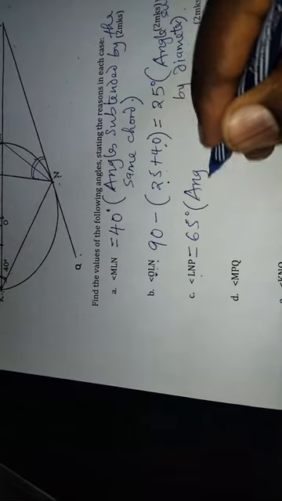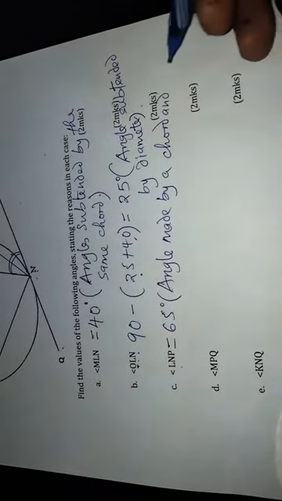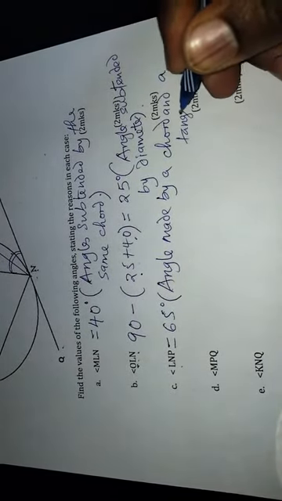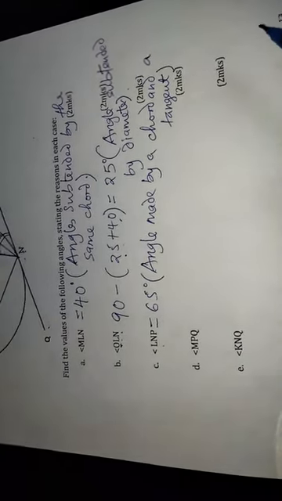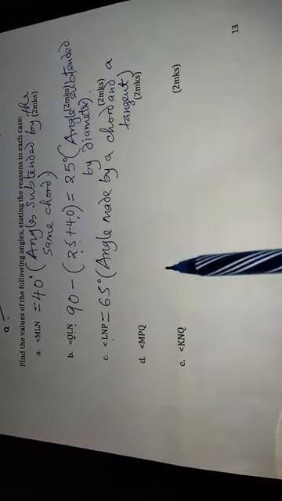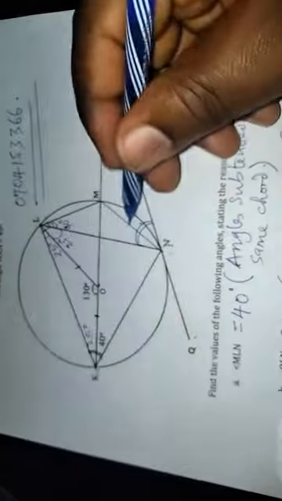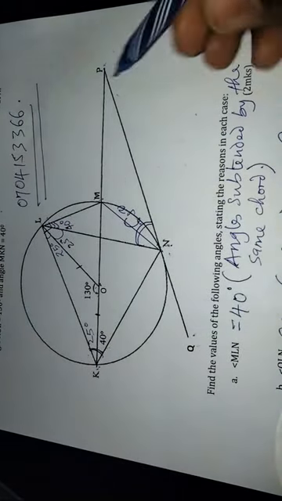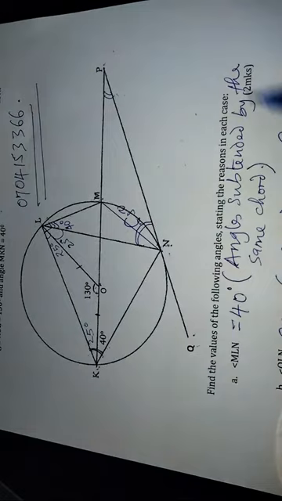This is an angle made by a chord and a tangent. If a chord and a tangent make an angle, that angle is usually equivalent to the angle made by the same chord in the alternate segment. So we can continue. We have an angle MPQ. This is the angle we want to find, the angle at this corner.